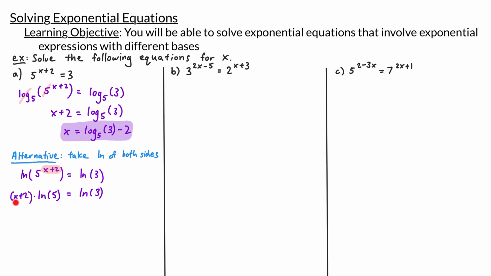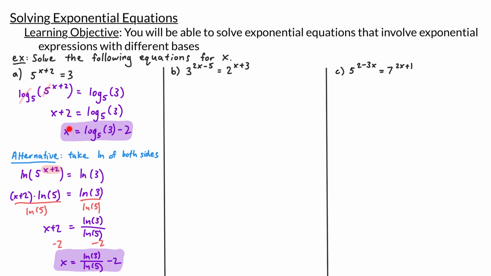And now, if we want to solve for x, all we have to do is divide both sides by natural log of 5. That's going to give us x plus 2 is equal to ln of 3 divided by ln of 5. And then lastly, we just subtract 2 from both sides. We get x equals ln of 3 over ln of 5 minus 2. So this is the other approach for solving our exponential equation.